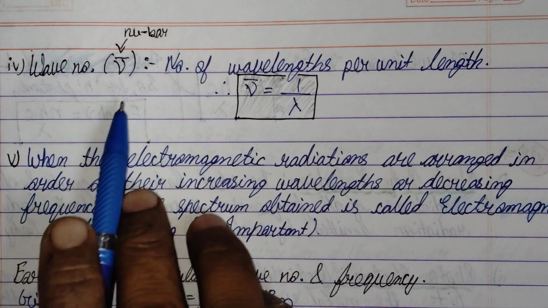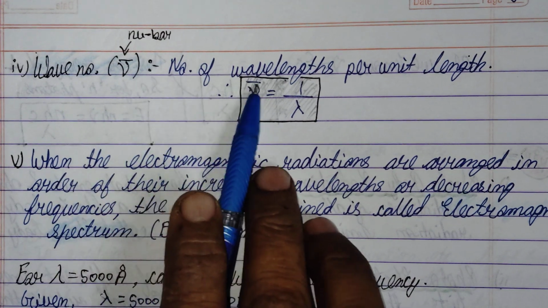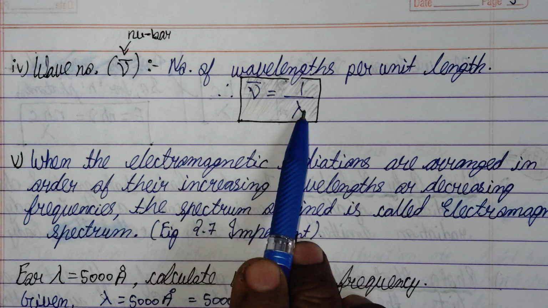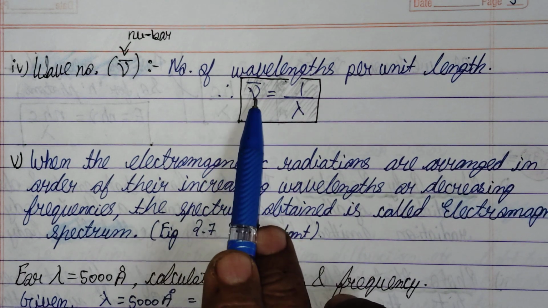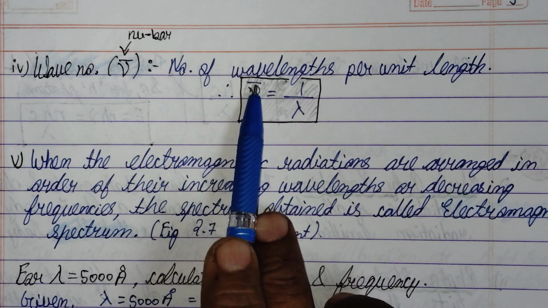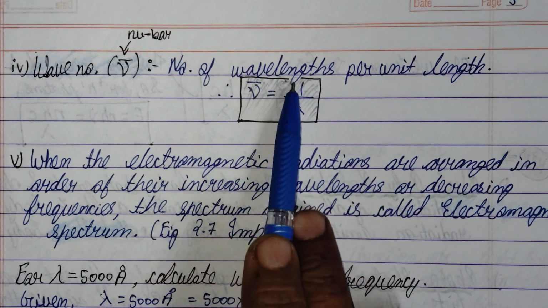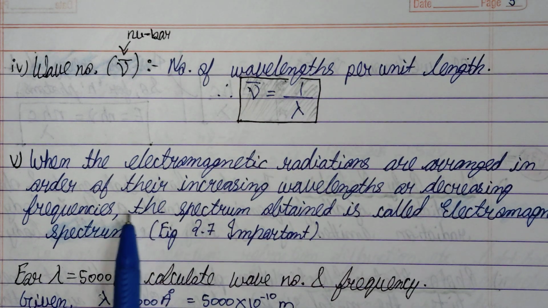Wave number: number of wavelengths per unit length. So it is 1 by lambda, and nu bar is the symbol for wave number. In 1 meter length, how many waves are there? It is called wave number.